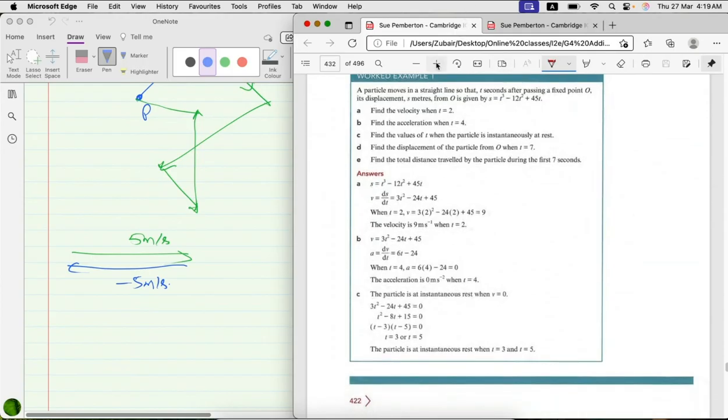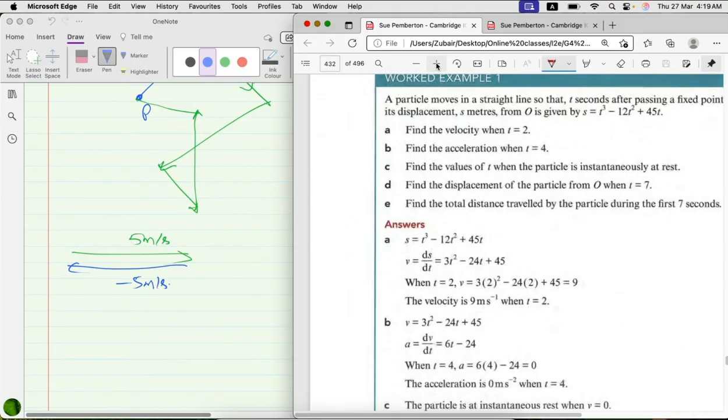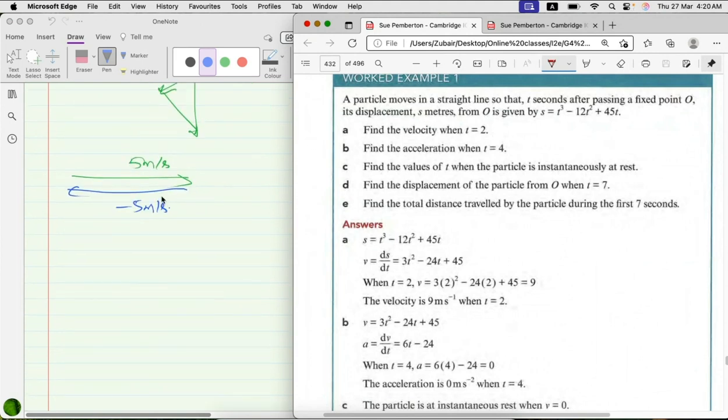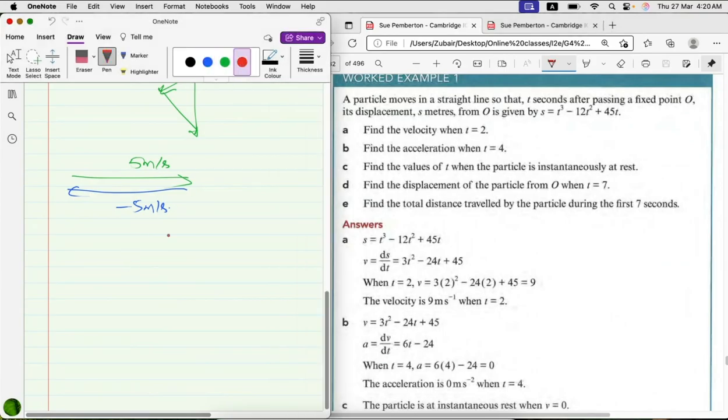Worked example. A particle moves in a straight line so that t seconds after passing the fixed point O, its displacement from O is given by this equation. Displacement is given. The first question is to find the velocity. What we need to memorize is this: displacement, velocity, acceleration over time. Moving down is d over dt. Moving up is integration.